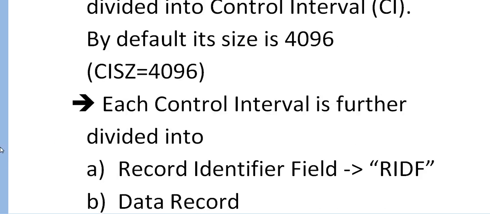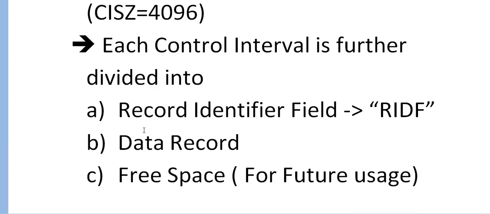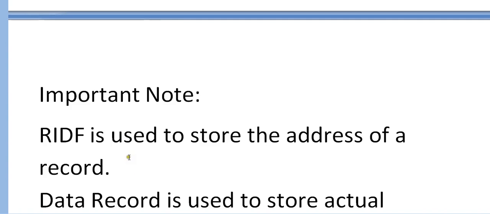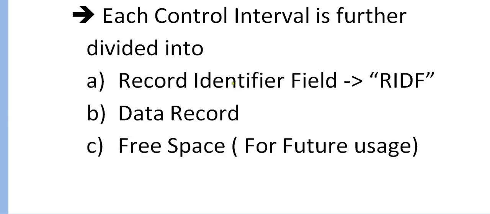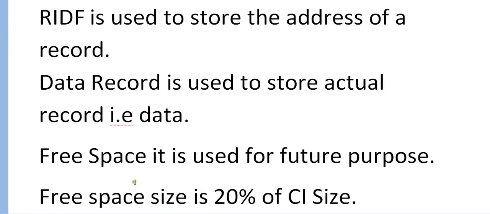Each control interval is further divided into RIDF, which we call the record identifier field, and next is the data record, and then free space, which is used for further usage. An important note here: RIDF is used to store the address of a record, whereas the data record is used to store the actual data. Free space is used for future purposes. It is 20% of the control interval size.